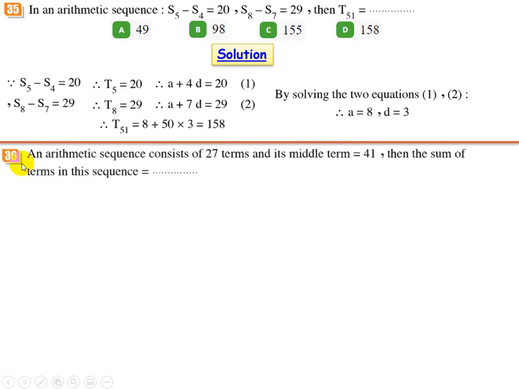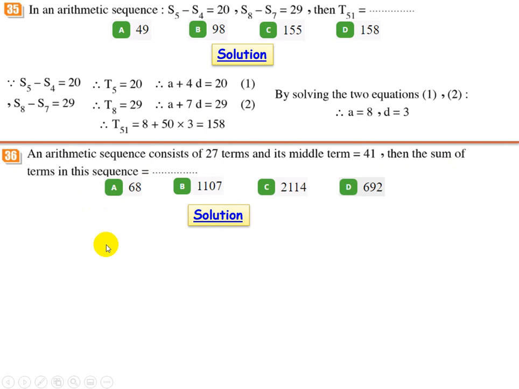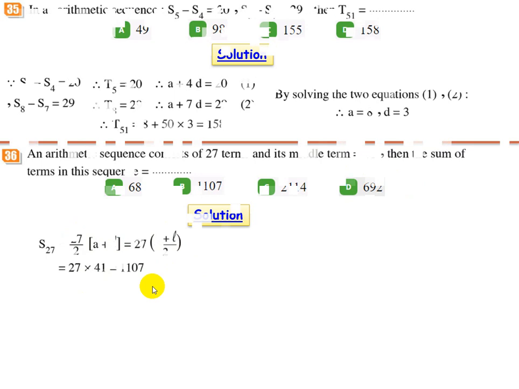Question number 36. An arithmetic sequence consists of 27 terms. Its middle term is 41. Then the sum of terms in this sequence equals. 27 terms, so S27 equals 27 over 2 times (a plus L). We can write it in the form 27 times (a plus L) over 2. (A plus L) over 2 is the middle term, which is the mean, 41. 27 times 41 equals 1107.